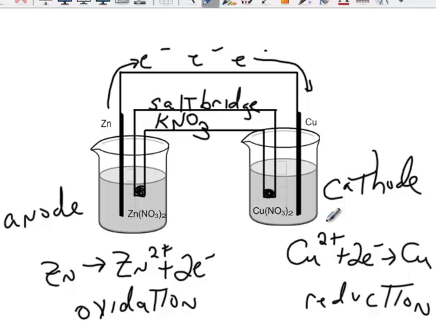Now, you say to yourself, well, how do I know that it's the oxidation happening with the zinc and the reduction happening with the copper? How come it isn't the other way around? And the answer is, we can tell by looking at a table of potentials.